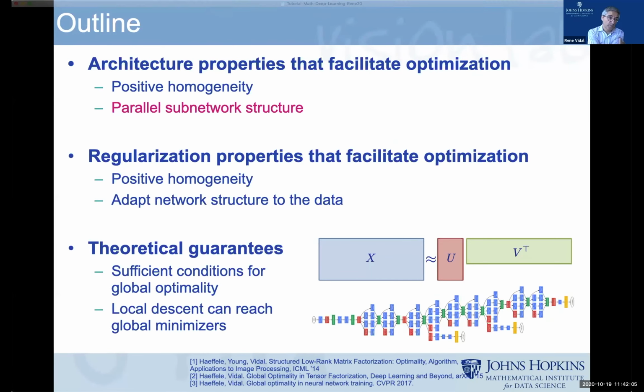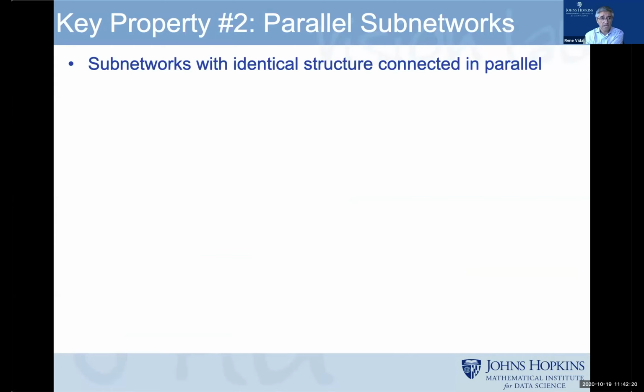Okay, so that was my first point. We assume that the architecture is positively homogeneous. Let me now move into the second assumption about the architecture, which is that we need to have parallel structure. What do we mean by that? What we mean is that we're going to take multiple subnetworks with identical structure and put them in parallel.